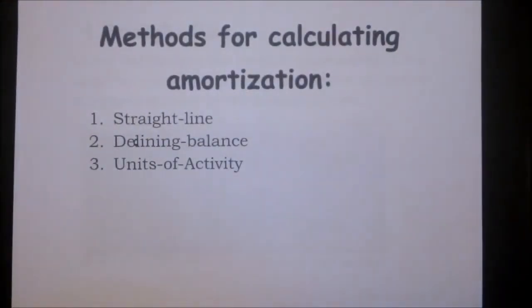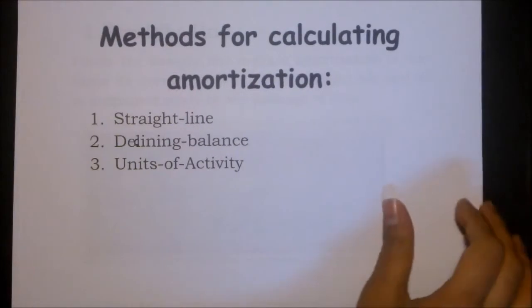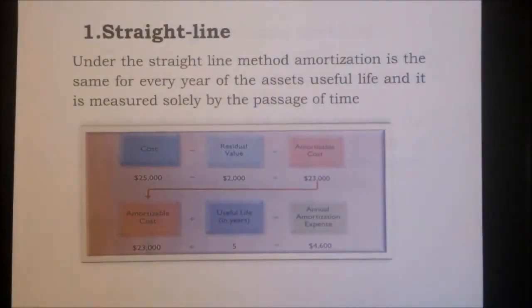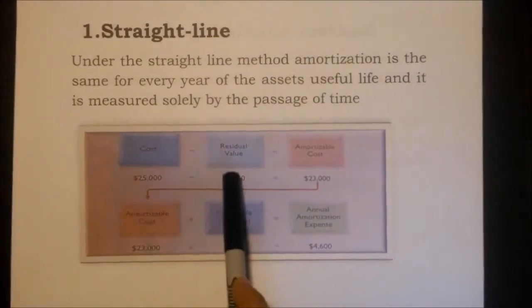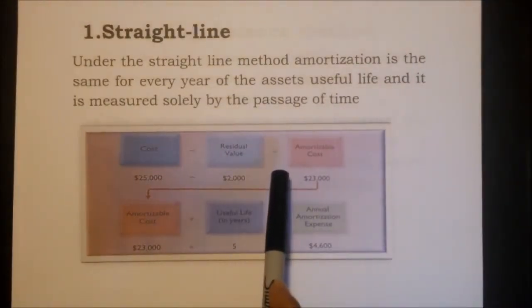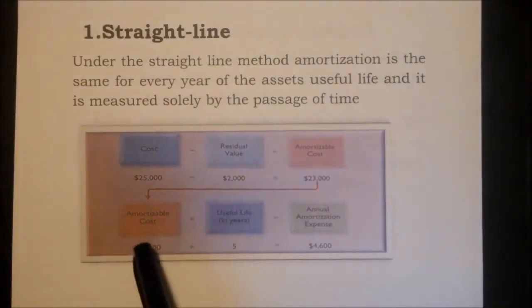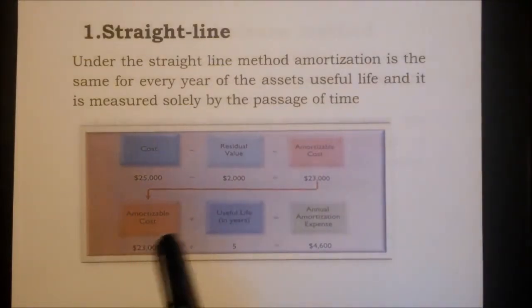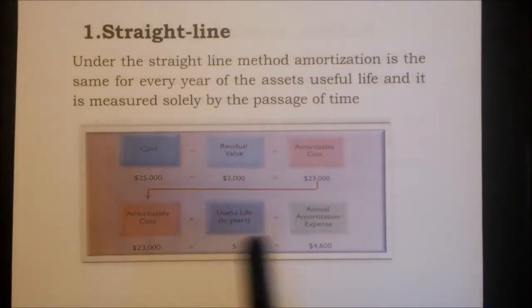Methods for calculating amortization: straight line, declining balance, and units of activity. Straight line. Under the straight line method, amortization is the same for every year of the asset's useful life, and it is measured solely by the passage of time. Cost minus residual value equals amortizable cost. Amortizable cost divided by useful life in years equals annual amortization expense.